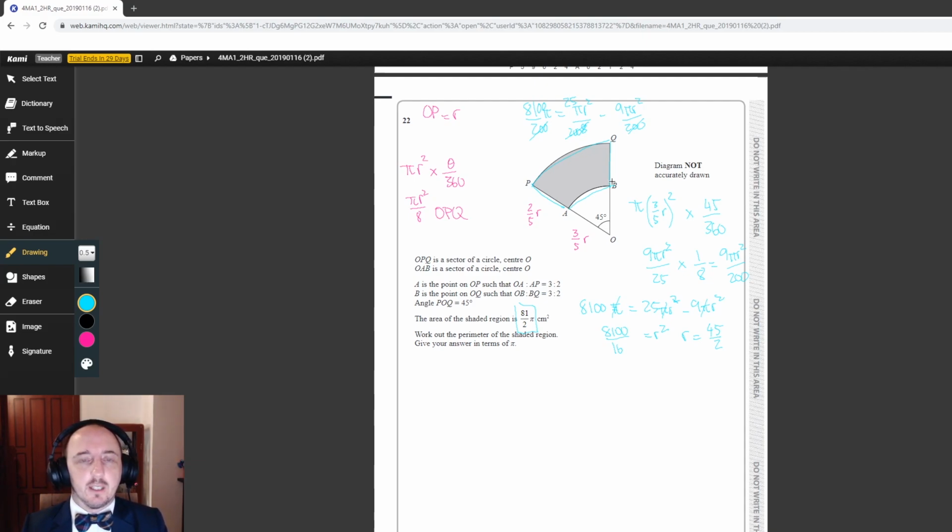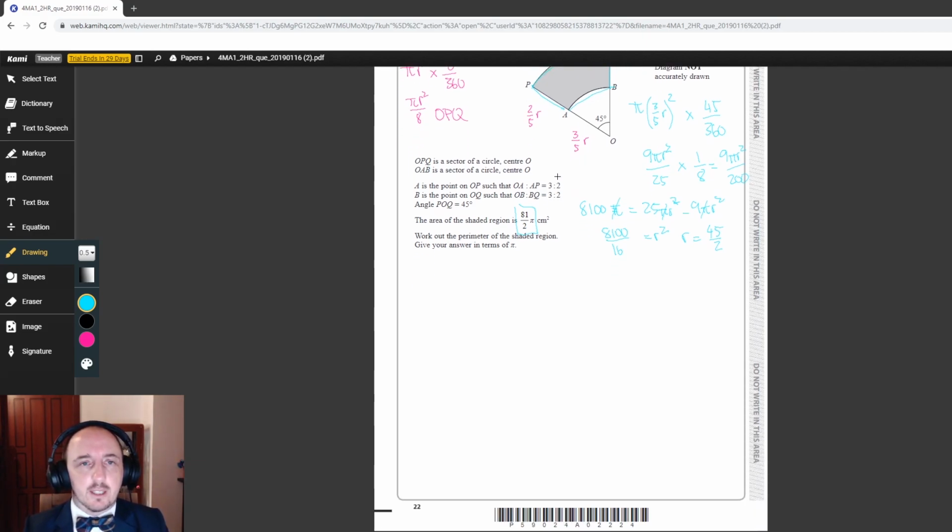So let me just scroll down a bit here. To work out the perimeter of this shaded region, we need AP and BQ, which is 2/5 r. R is 45 over 2. And AP and BQ are the same length, so we're going to have two of those, so we're going to times that by 2.